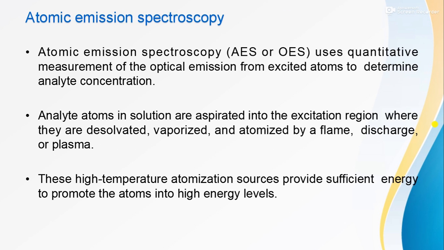Atomic Emission Spectroscopy. Atomic Emission Spectroscopy, AES or OES, uses quantitative measurement of the optical emission from excited atoms to determine analyte concentration. Analyte atoms in solution are aspirated into the excitation region where they are desolvated, vaporized, and atomized by a flame, discharge, or plasma. These high-temperature atomization sources provide sufficient energy to promote the atoms into high energy levels.